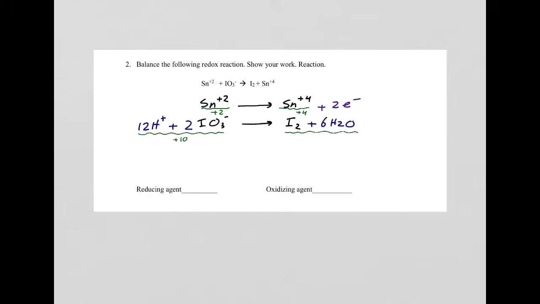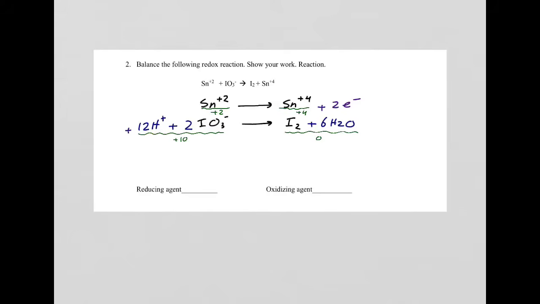Let's go up here. I have 0. I2 has no charge, neutral compound. Water also is a neutral compound. So no charge, no charge. I have 0. Okay. So far, so good. Now, this is my more positive side. So I'm going to add the electron on this side.